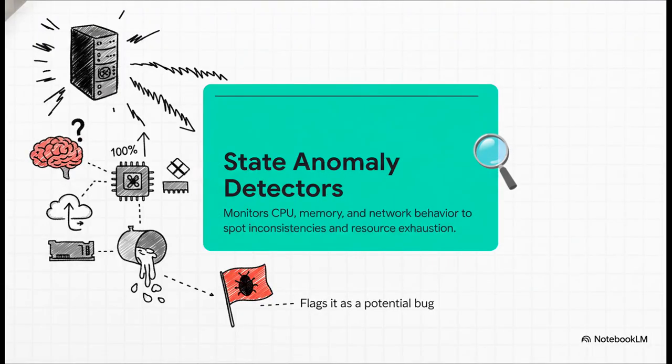It's testing the server's ability to follow a logical sequence of events, not just its ability to understand a single word. So while it's running all these chronological tests, its state anomaly detectors are watching the server like a hawk. They're looking for those telltale signs of confusion. Did the CPU just spike to 100% even though no real data is being processed? Is memory filling up for no good reason? If the answer is yes, bam, it flags it as a potential bug.